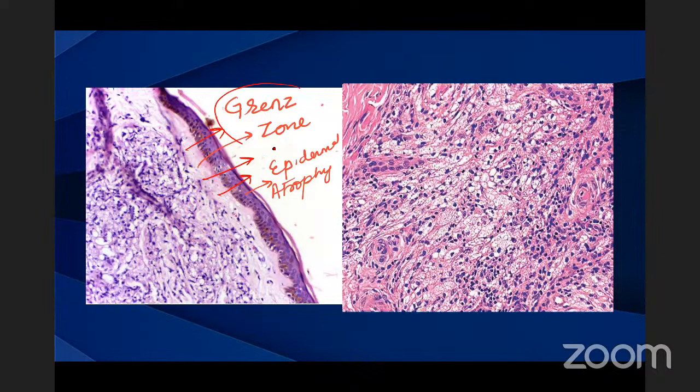and they say it is a Grenz zone. Okay, so with the epithelium atrophy, this is very typical of lepromatous leprosy. So lepromatous leprosy has a clear zone below the epithelium. This is called Grenz zone, and that is seen in lepromatous leprosy.